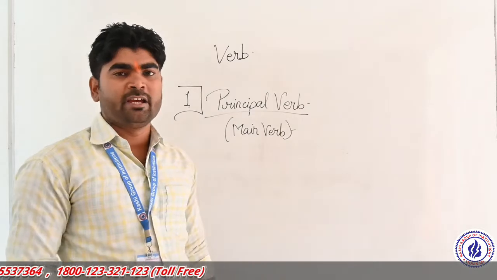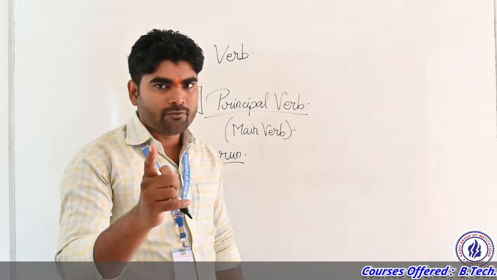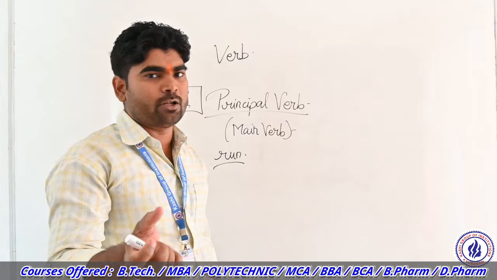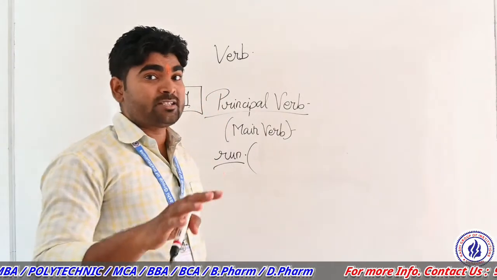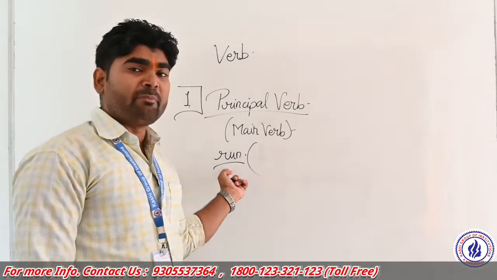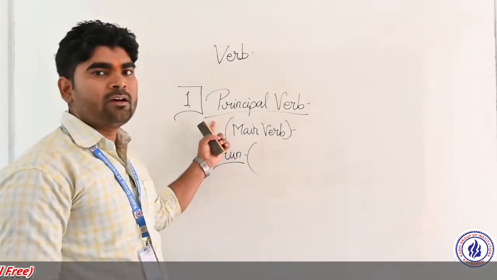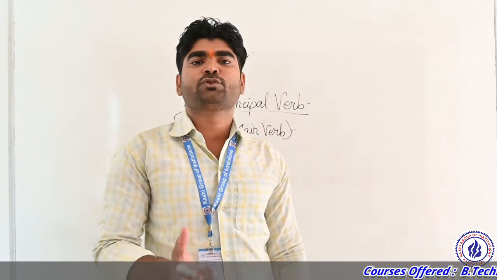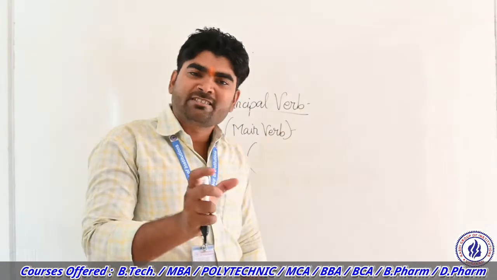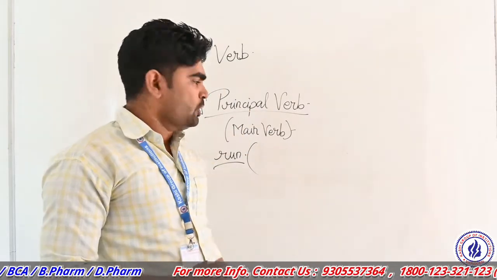First of all, let's see the principal verb. In principal verb, there are some words such as run. It is a verb. Now why is it called principal verb? Because if this main verb is not included in your sentence, then your sentence will be incomplete. As the principal, who is the head of any school, checks all the happenings in the school, in the same way this principal verb checks all the happenings in the sentence. Okay, so now it is clear.